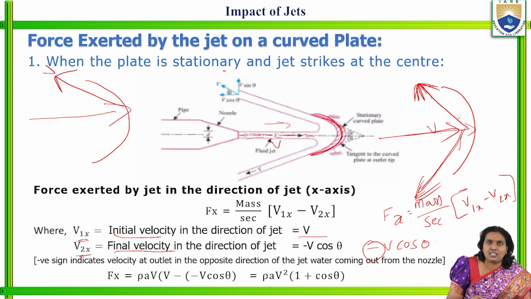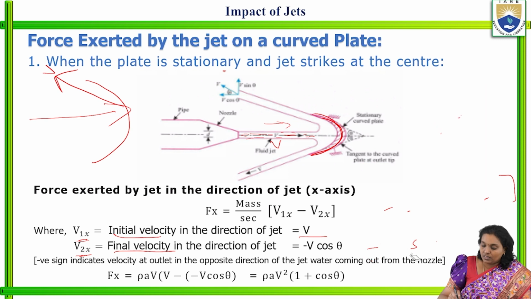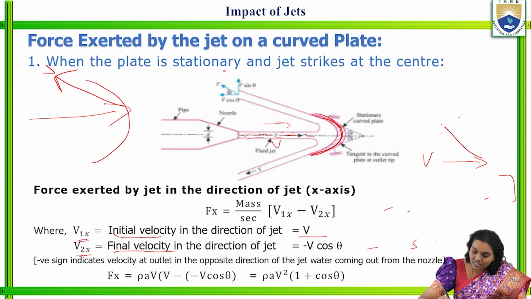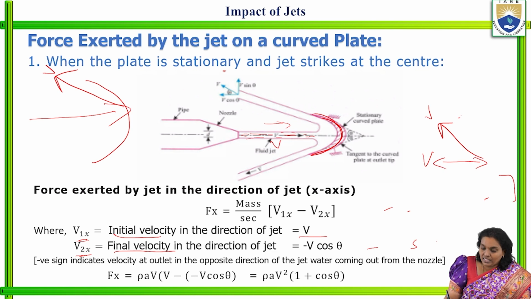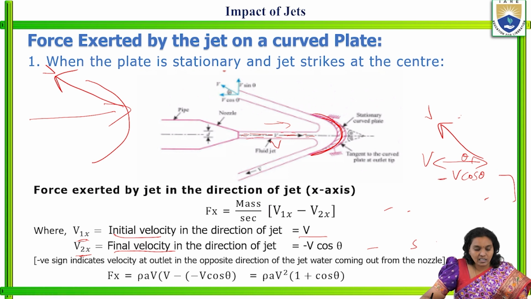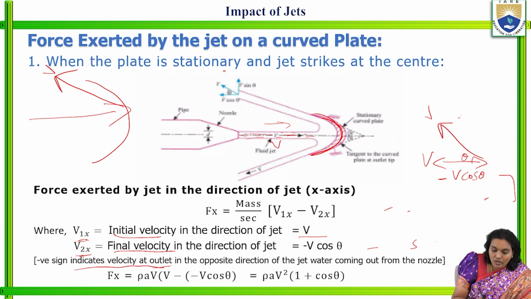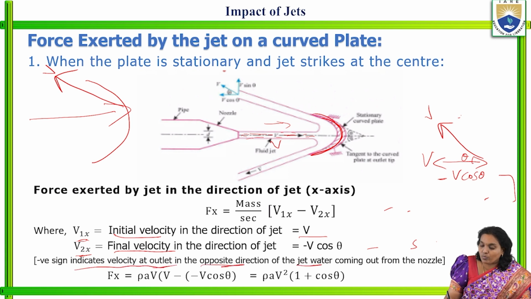This is the velocity before striking, and after striking it is like this, which is not exactly parallel. It makes an angle, that is theta, so this is equal to v cos theta. The negative sign indicates the velocity at outlet is in the opposite direction of the jet of water. Both are in opposite directions. This is the direction of the jet of water before it strikes.